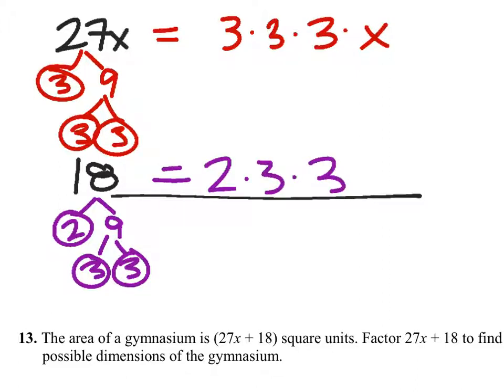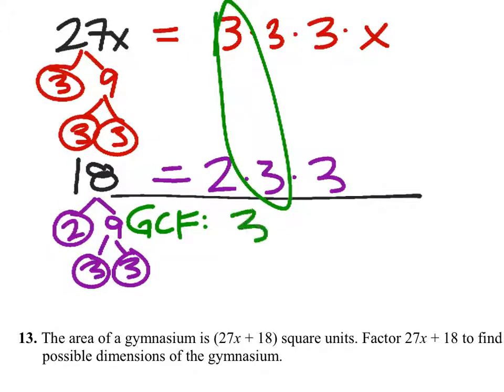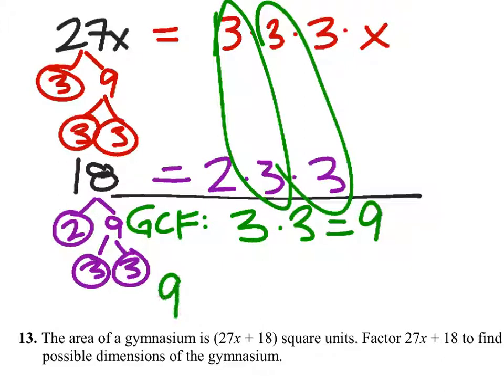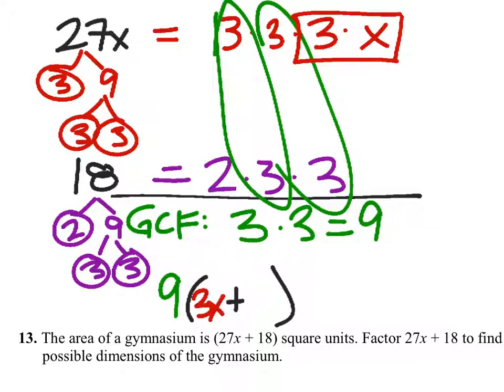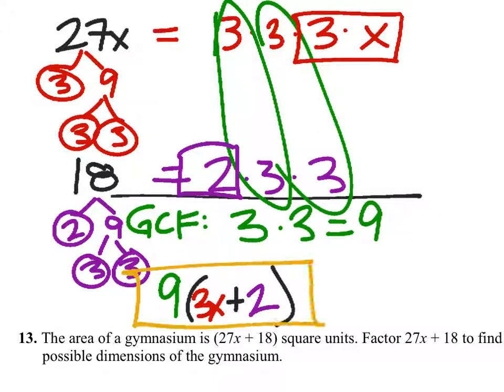But what we want out of this thing is the greatest common factor. So we need to find common factors like 3. And then there's another 3 as well. So 3 times 3, the greatest common factor is 9. So from this expression, we got 9 with a plus in between. And from the 27x, we've got this 3x remaining. So I'm going to replace the 3x where the 27x would be. And then the 18, we had this 2 left over right here. So I replaced that where the 18 was. Bam. Factored it. Now just keep in mind in future problems that are word problems, you'd have to label this. But right now we're not so concerned with that.